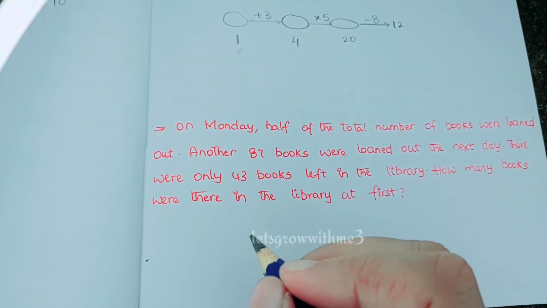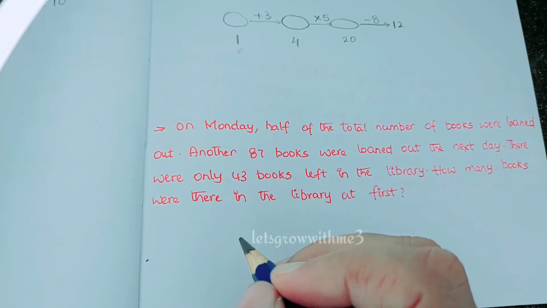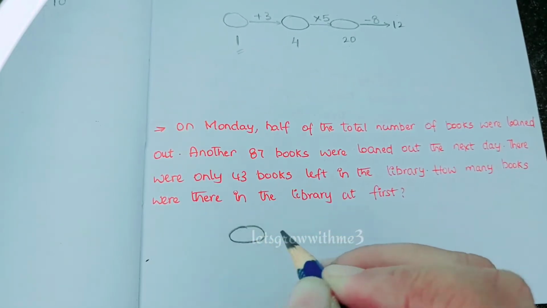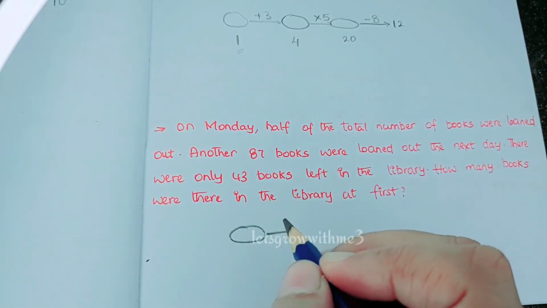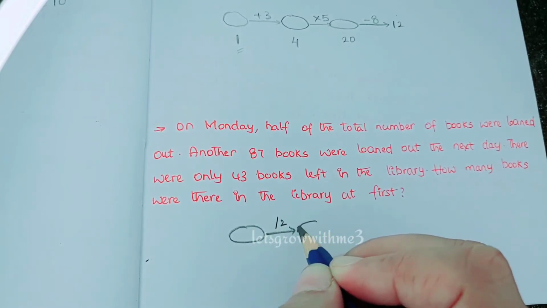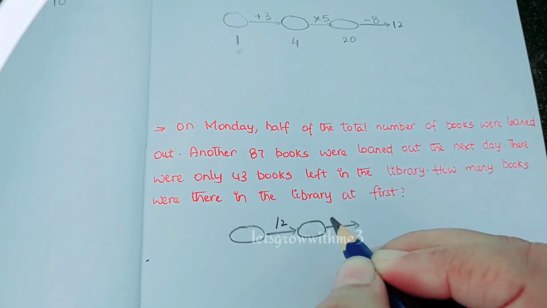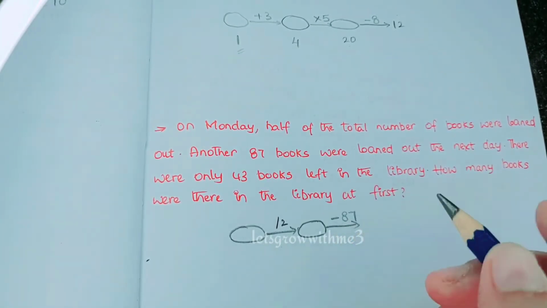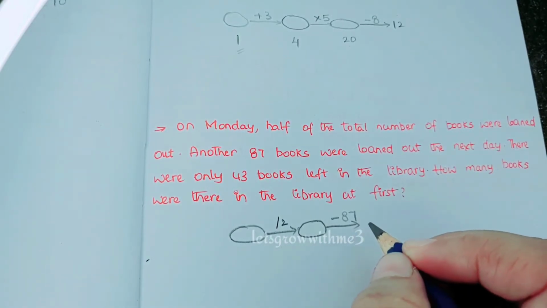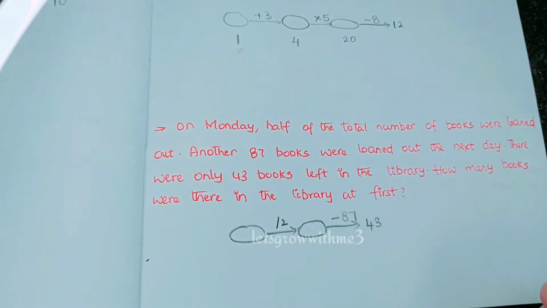On Monday, half of the total books were loaned out, which means if there is some number n, we take half of it, so we divide by 2. Then from whatever value we got, another 87 books were loaned out the next day, so that is subtracted: minus 87. Then there were only 43 books left in the library. We need to find the initial value, so let's trace back.